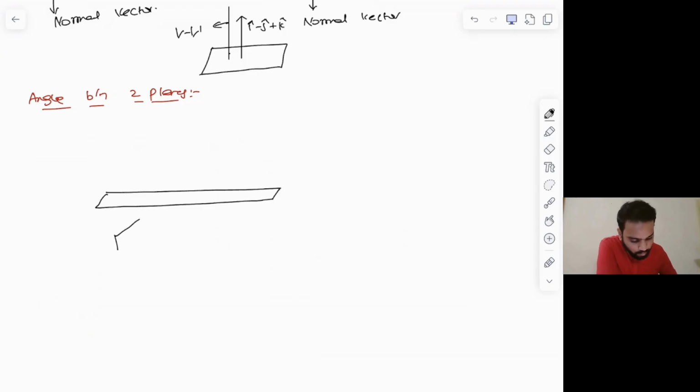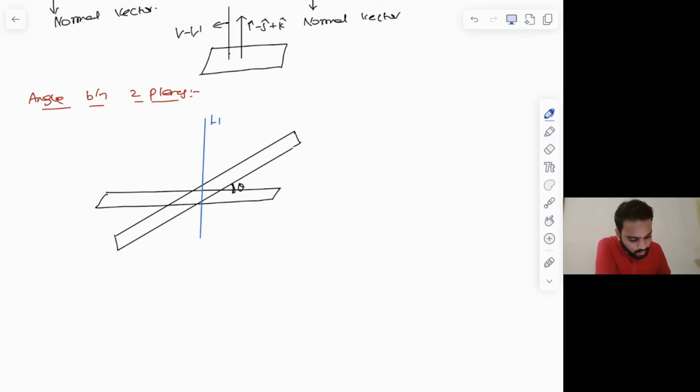And let's imagine one more plane here. Okay, now we know that this is the angle between these two planes, which is theta here. So the concept here is to find out the angle between any two planes, we just need to find out the angle between their normals actually, because this is a normal to the first plane. Let us take it as some L1.